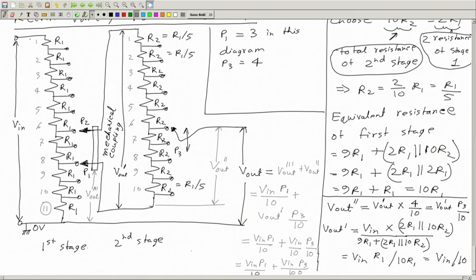So now if we want, say, V out equals 0.01 Vin, then we can set P1 equal to 0 and P3 equal to 1. If we set P1 equal to 0, this term goes away. P3 equal to 1 means it will be Vin by 100. So we will have the desired output.